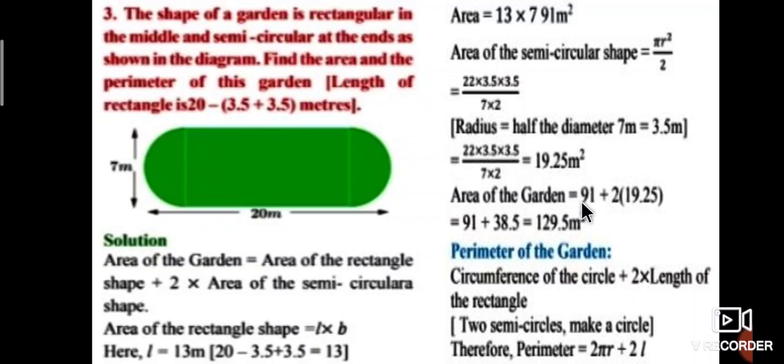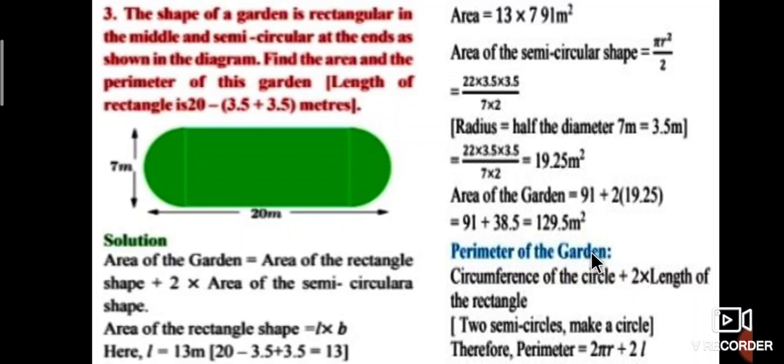Therefore, the area of the garden is equal to 91 plus 2 into 19.25, that is equal to 91 plus 38.5, that is equal to 129.5 meter square.